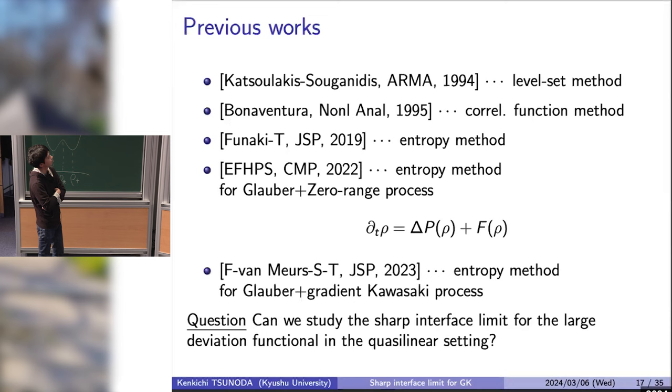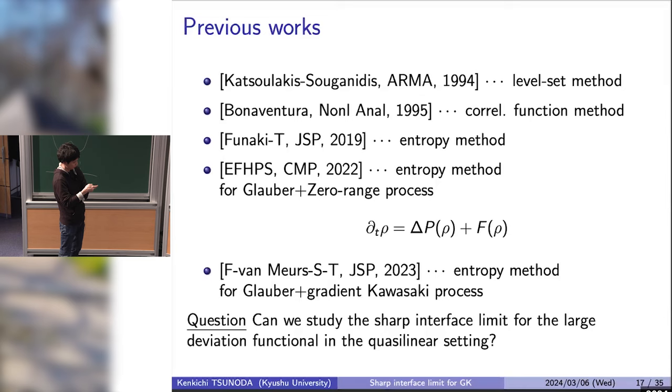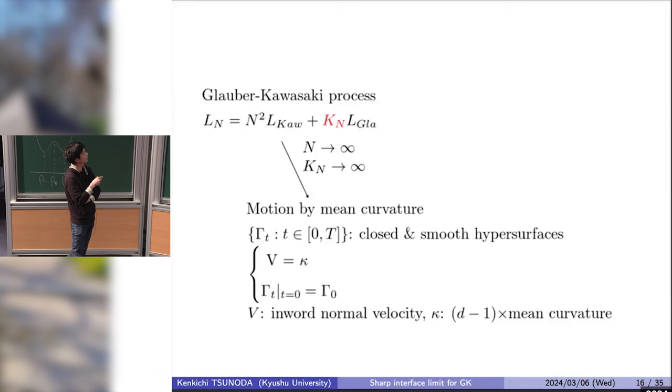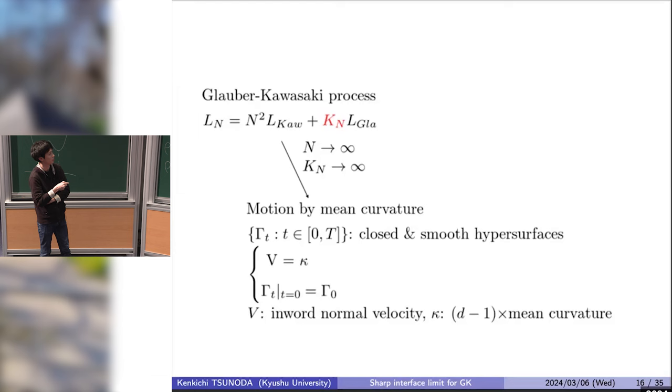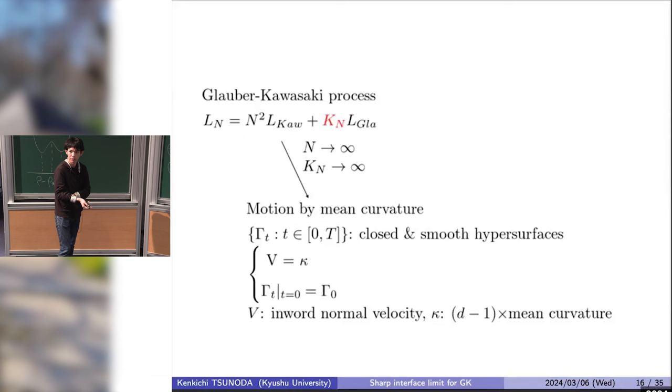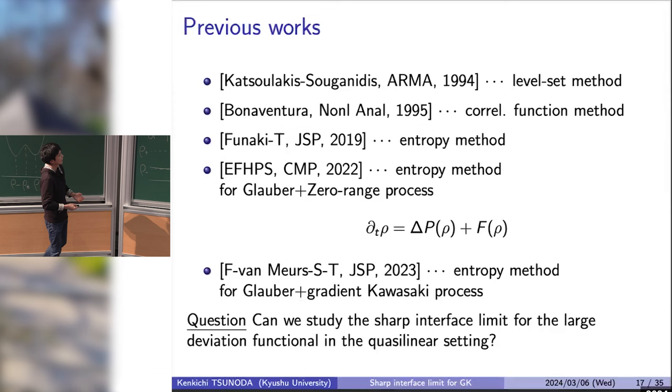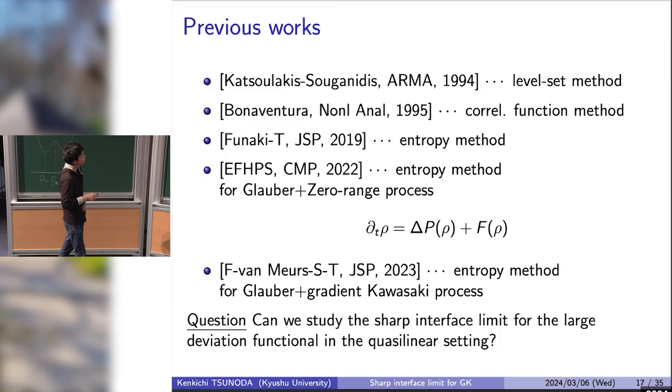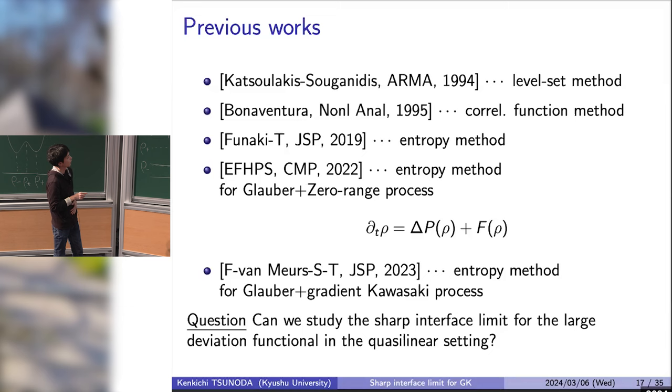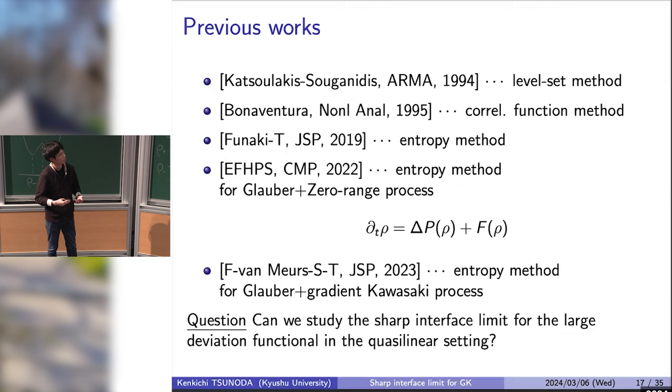Again, this limit corresponds to the law of large numbers, because this process is random. However, this limit object is not random, it is deterministic. So this is again regarded as a law of large numbers. And I'm interested in the corresponding large deviation problem. However, at the moment it is very difficult for me. So to attack this problem, we studied the same problem for the large deviation rate function. This is the background of our study.